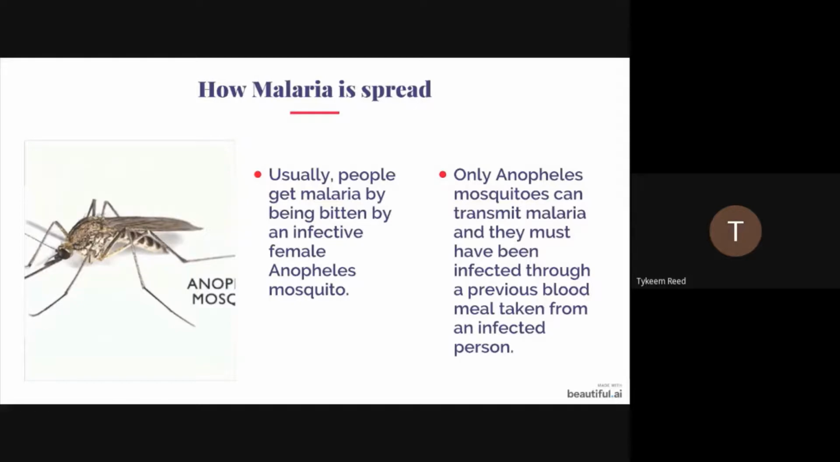But yeah, so how it works is this mosquito bites you. The female mosquito bites you. It sucks the blood, and let me see, a pointer or something. Right here where my mouse is, the blood is in here.